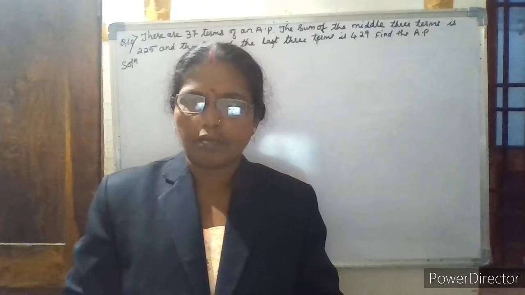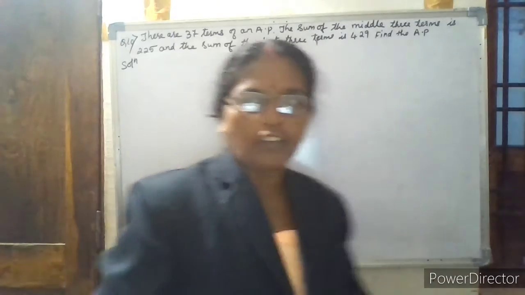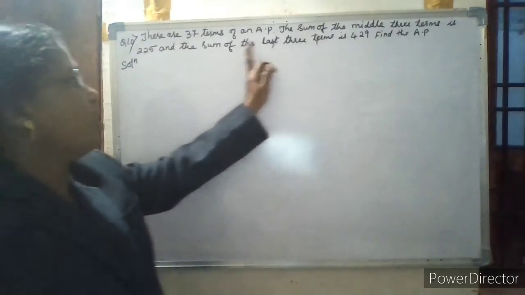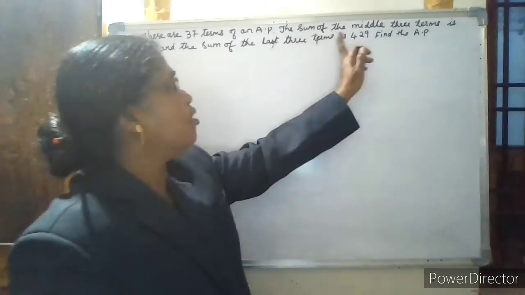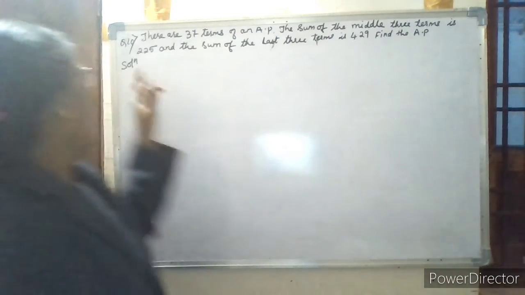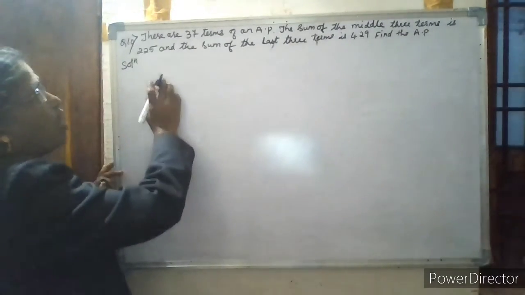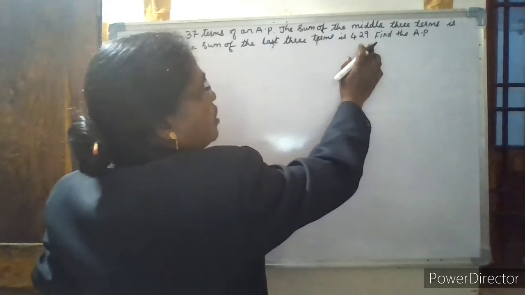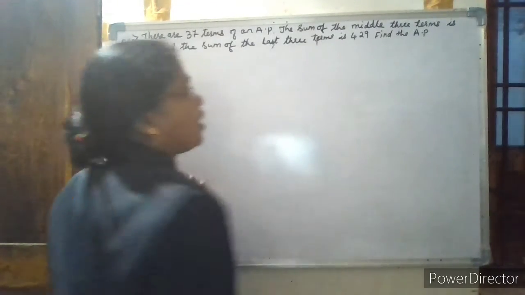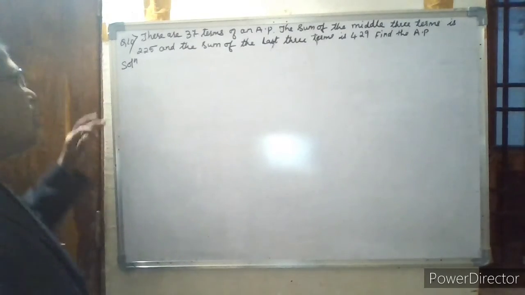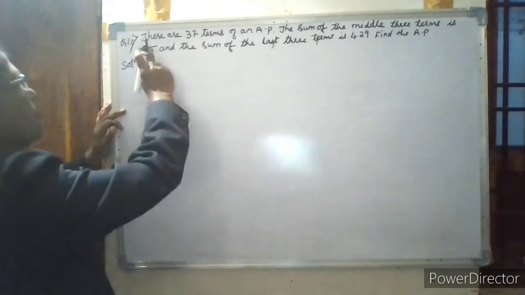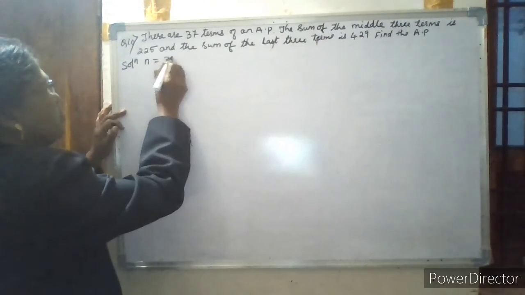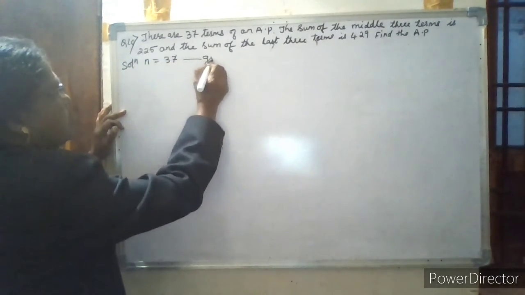Now let us solve the next question, that is question number 10. There are 37 terms of an AP. The sum of the middle three terms is given as 225 and the sum of the last three terms is 429. So find the AP. We have to find the AP. So here what is given, n is equal to 37, as there are 37 terms.